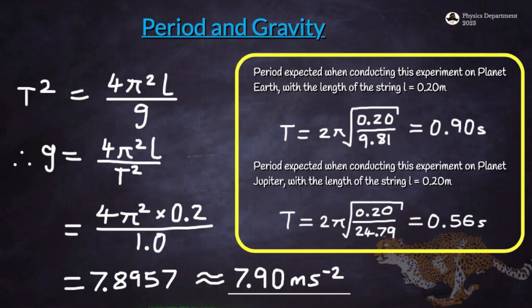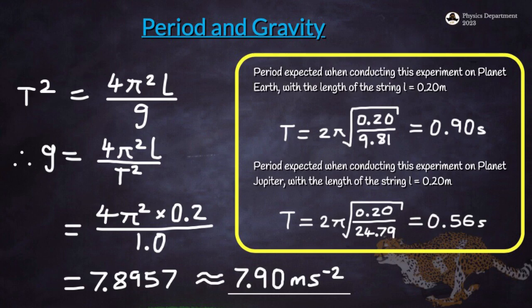For example, if we're going to find the period on Earth, that's how we find it. We use 9.81 because that's the acceleration due to gravity on Earth, and then 24.79 for the acceleration due to gravity on planet Jupiter. So those two gravities are different, so they're going to have different effects on the same pendulum, which may be on either planet. Yes, so it's going to experience different periods of oscillation.